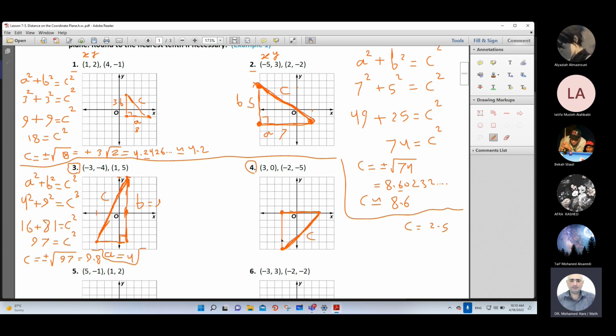How to know the total of this length? Count the units. 1, 2, 3, 4, 5. And here 1, 2, 3, 4, 5. For example, this is A, and this is B here. Now, how to find C? Try to find C.